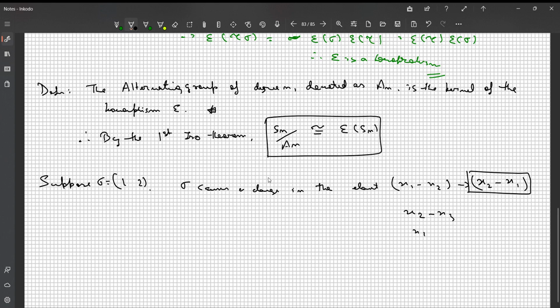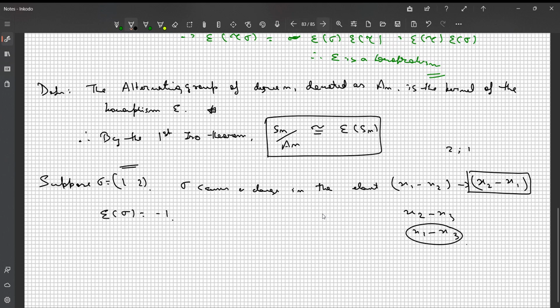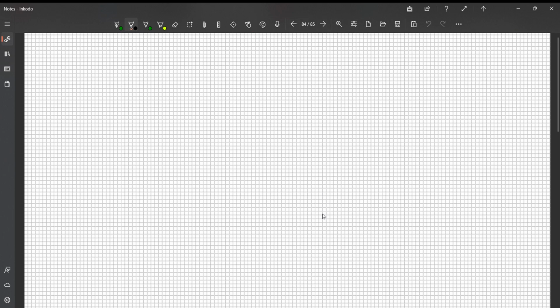Because in every other case, if you have the element x2 minus x3, see those factors which have 1 and 2 not in them, those factors have nothing to do, right? But if you have the element x2 minus x3, then 2 goes back to 1, so this becomes x1 minus x3. So there is no sign change. The only sign change possible is when the indices have 2 and 1 both, and that is this very factor. So therefore the epsilon of sigma is minus 1, right?